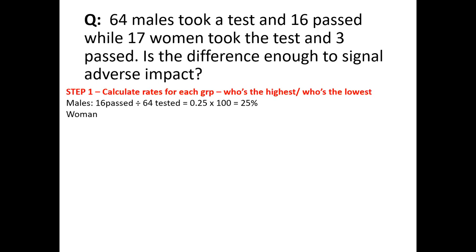So let's do the same thing for the ladies. We had 3 who passed out of a total of 17 who tested. What is the pass rate of the females? You can round for the sake of simplicity. You're right, it comes out to 0.176. Multiplying by 100, just rounding, we get 18%.